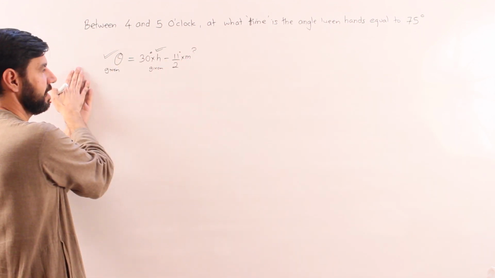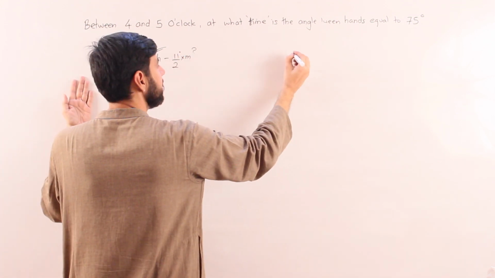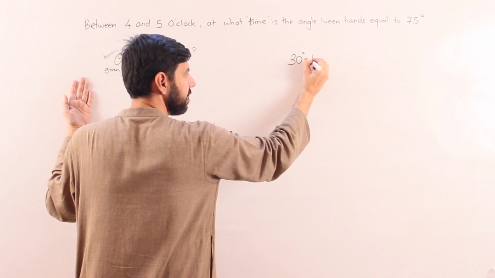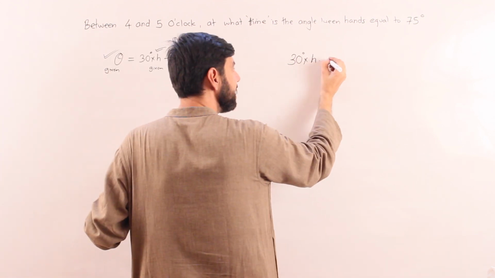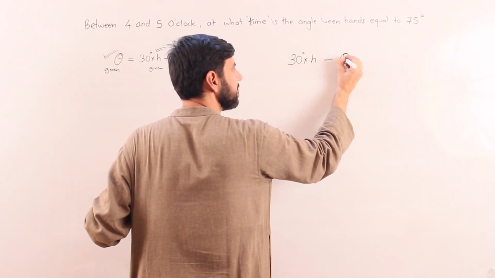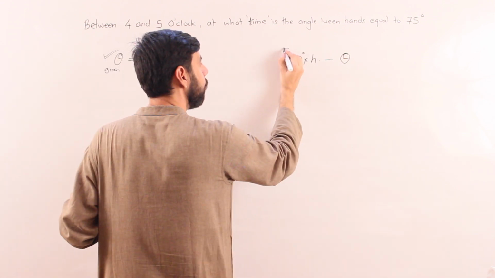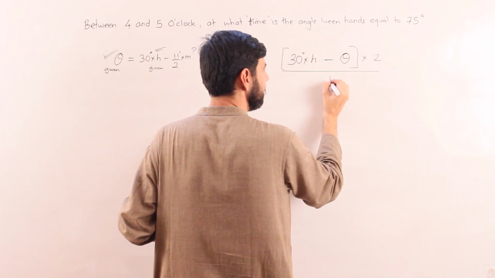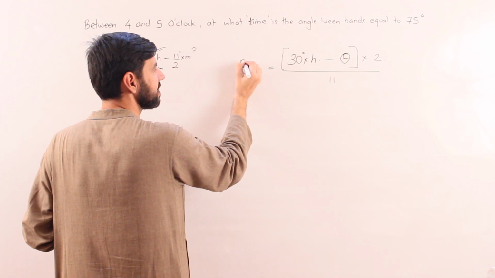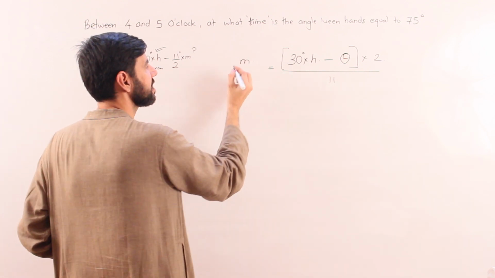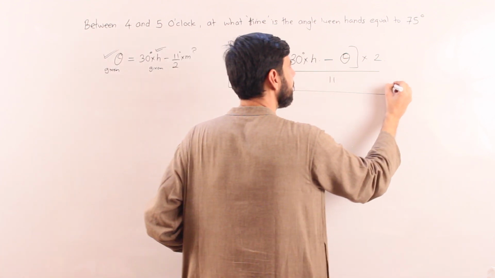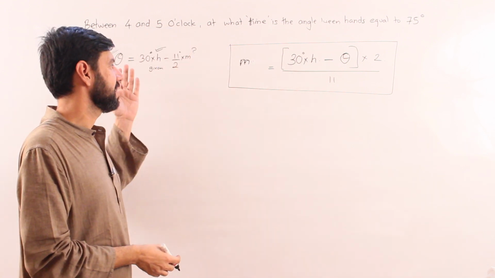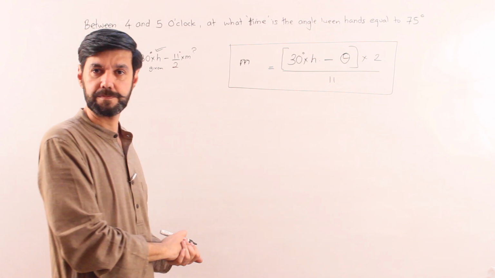So I will rearrange this. Let me take this to the other side. Theta will come this side. So pay attention. I will still have 30 degrees into H hours minus the theta degrees. And this whole thing we will double it and divide by 11. This is going to give me the number of minutes. These many minutes passed the number of hours. So this is my formula. Again, you could just mug this up. I've just given you a brief idea where it arrives from.